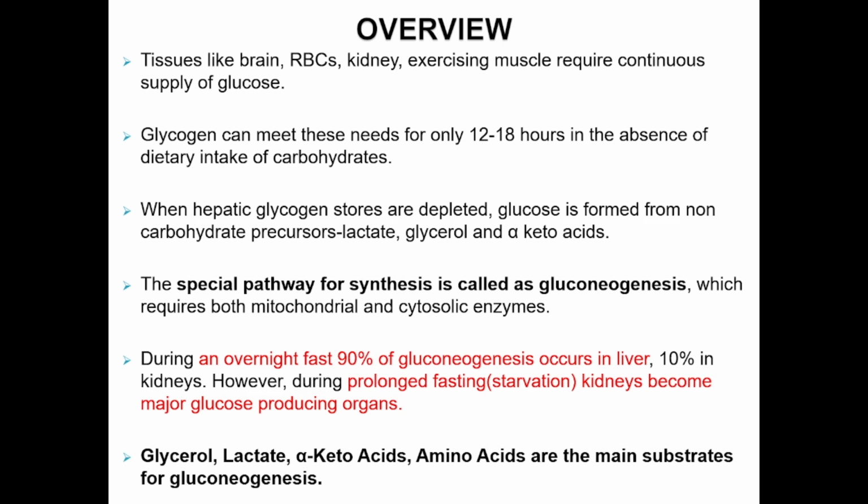Okay, we said the main source of energy in the body is either fat or glucose. Fat cannot cross the blood-brain barrier. That's why only glucose can be used to provide energy to the brain. The RBCs don't have mitochondria. That means they cannot oxidize fat. They cannot use fat as a source of energy. That's why they are totally dependent on glucose.